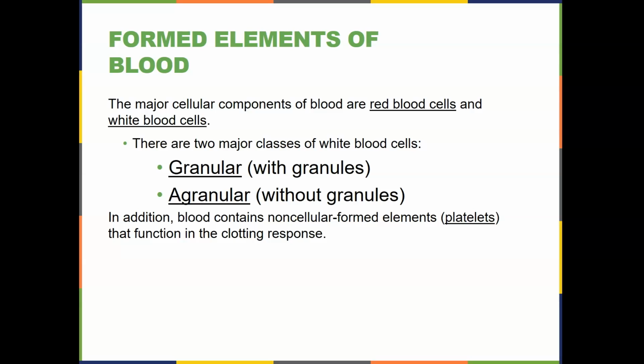Now let's move on to the formed elements, or the cellular elements, of blood. The two major components of formed elements are the red blood cells and the white blood cells, the erythrocytes and the leukocytes. Okay, white blood cells are leukocytes. There are two major classes of white blood cells, the granular and the agranular. And this is a description of how grainy they look when you put them on a microscope slide and stain them with a dye. Blood also contains platelets that function in clotting. We'll look at that as well.